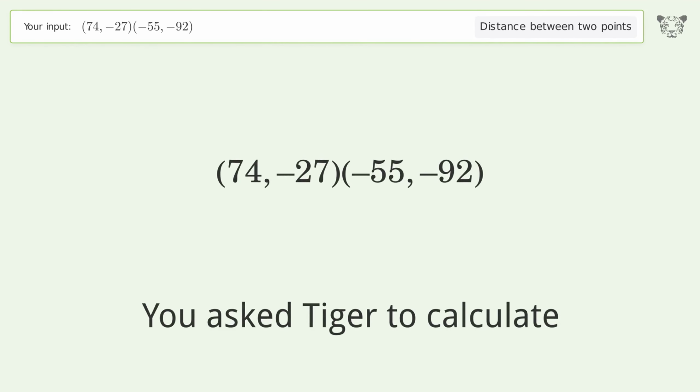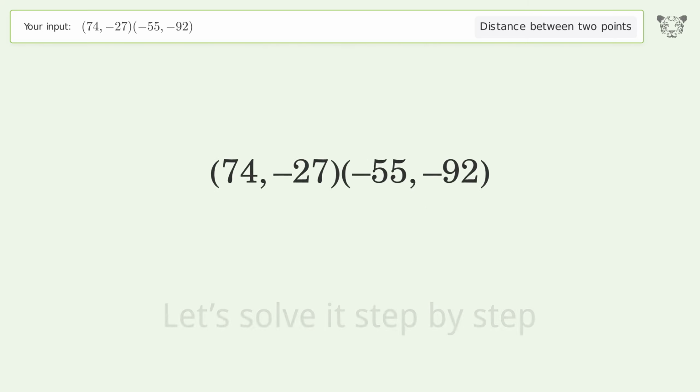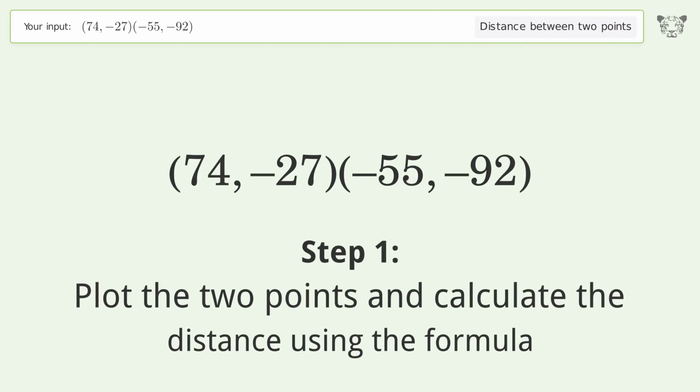You ask Tiger to calculate. This deals with the distance between 2 points. The distance between the 2 points is the square root of 20,866, or 144.451. Let's solve it step by step. Plot the 2 points and calculate the distance using the formula.